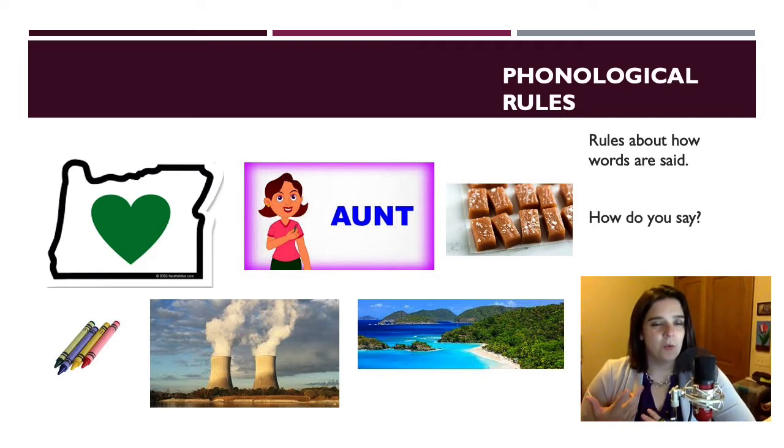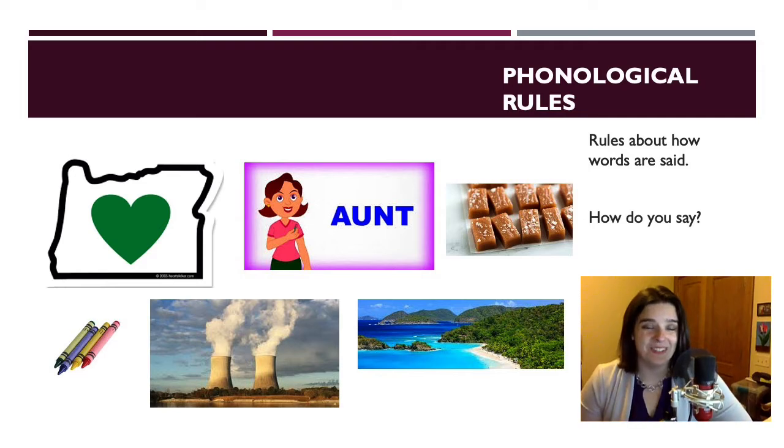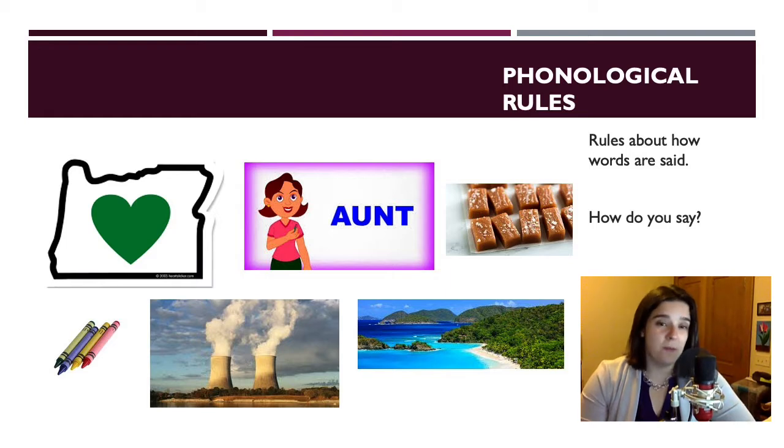Not every word has one pronunciation to it. And when I teach this class face-to-face in person, I show this slide and there is a heated discussion about how these words are said. And it amazes me every time. Every time people are like, no, it's this. For the record, in my world, that's a caramel. That's your aunt. That's the Caribbean. Those are crayons. That's Oregon. Nuclear.